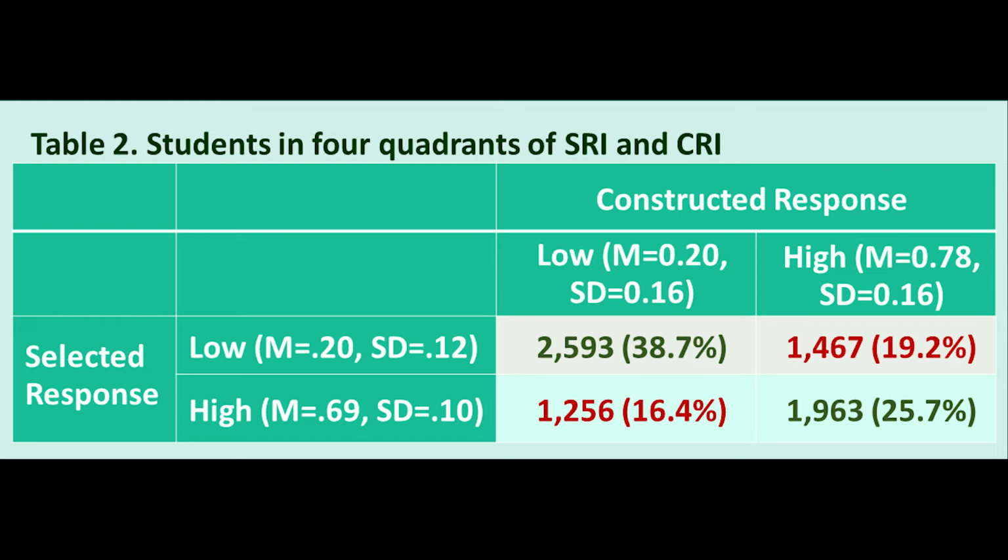K-mean cluster analyses were performed on SRI and CRI scores to classify students into 4 quadrants: low SRI and low CRI, high SRI and high CRI, low SRI but high CRI, and high SRI but low CRI. The latter 2 groups represented inconsistent performers. Table 2 showed that more than 1/3 of students demonstrated inconsistent performance on scientific practices.